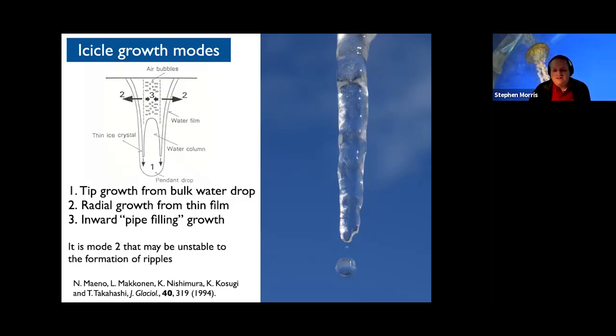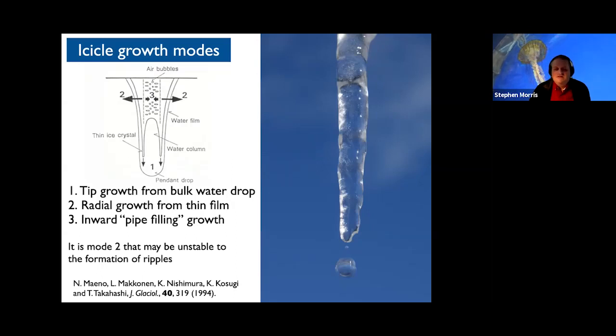And that's a fairly efficient heat transport there, so the tip grows relatively quickly. In mode 2, the shank or the sides of the icicle, the radial growth of the icicle, is slower, and that grows from a thin film of water, or as I'll show you, little drips of water that run down the outside. But they're thin, and so that turns out to be a slower mode of growth. So the main reason why an icicle is long and pointy is simply that the tip grows faster than the sides.